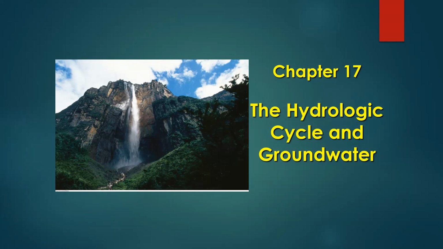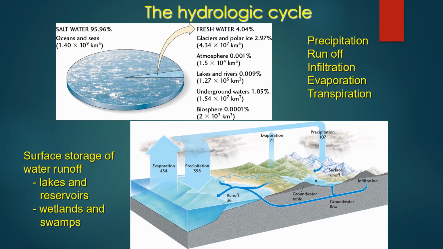Hello everyone. Today we will talk about the hydrologic cycle and the groundwater movement. About 96% of water on Earth is seawater. Fresh water is only about 4% of the total water. Among freshwater resources, the glacier takes about 3% and the groundwater takes about 1%. The other remainders, such as water in the atmosphere, lakes, rivers, and the biosphere, in total is about 0.01%.